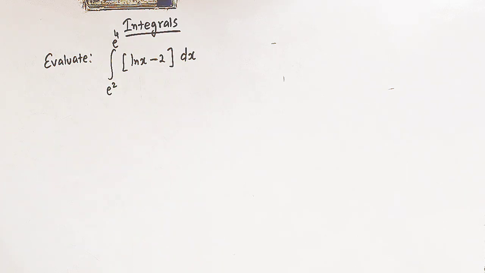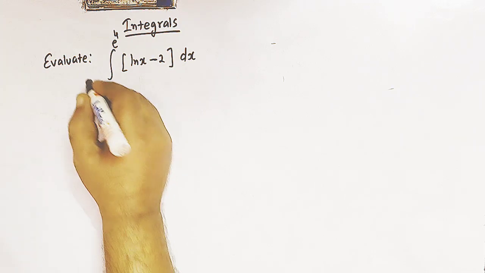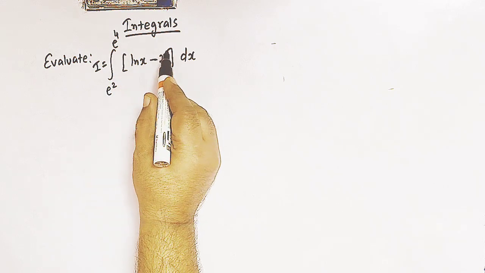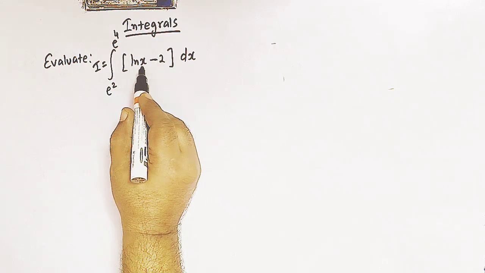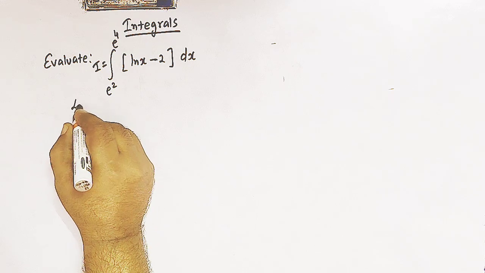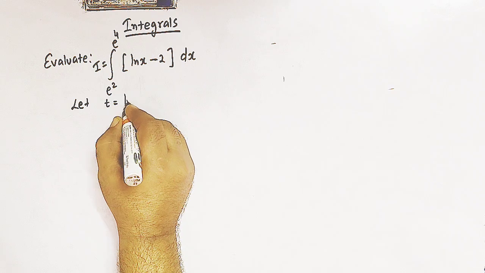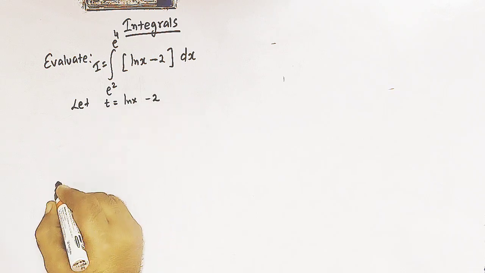So here we'll see how easily we can solve this problem by making use of the concept of integration by substitution method and the definition of greatest integer function, right? So let us start. Let us call this integral I, and here the integrand is the greatest integer of natural log of x minus 2. So let us make the substitution, that is t is equal to natural log of x minus 2, right?